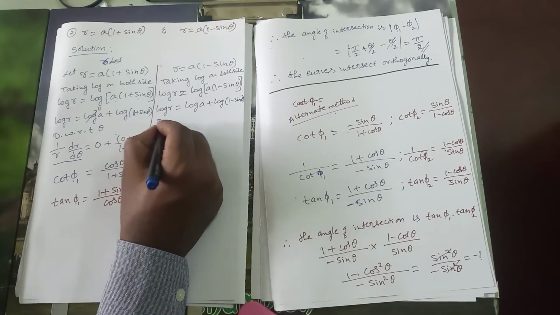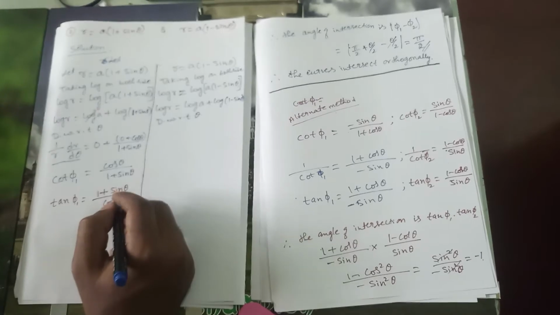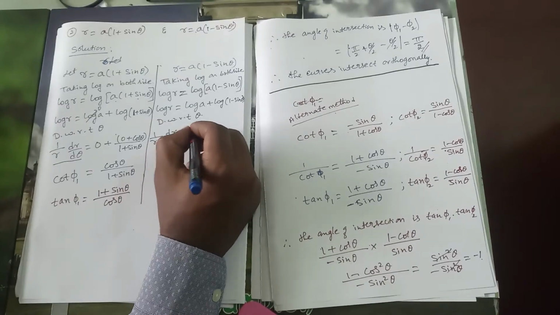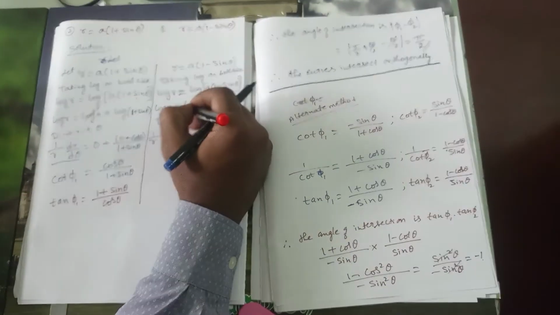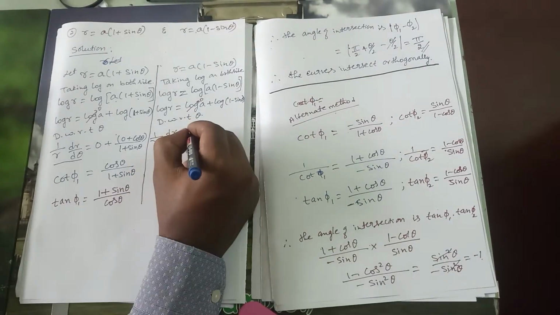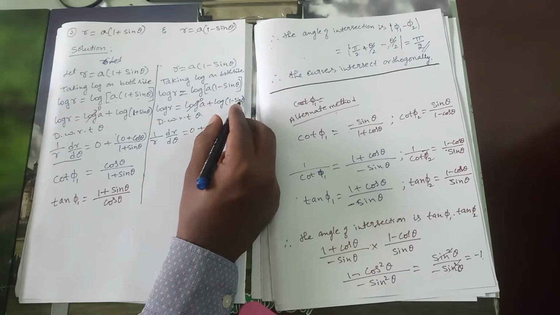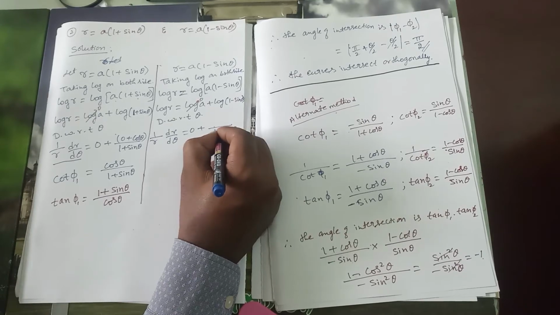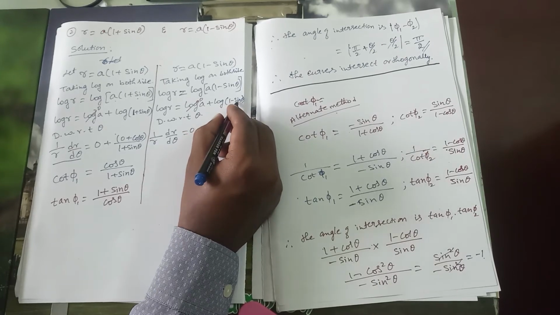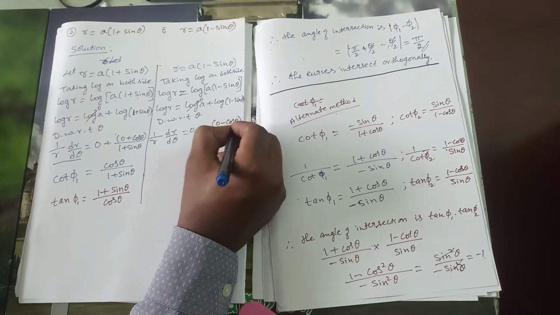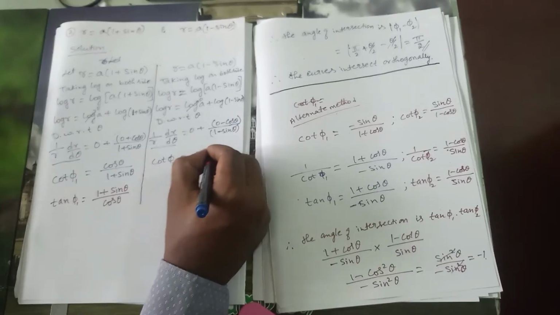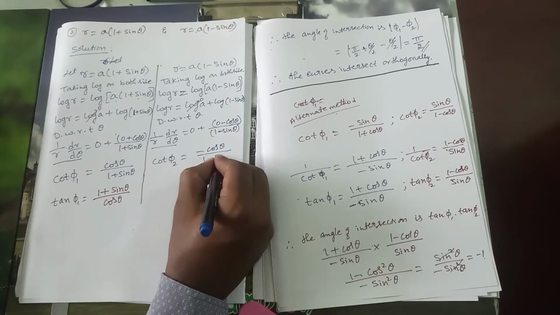Now differentiate with respect to theta. So what do you get here? 1 by r into dr by d theta equals, if you differentiate log a, it is constant, so it becomes 0, plus if you differentiate log of 1 minus sin theta, 1 over 1 minus sin theta you will get. Now if you differentiate this, 1 will get 0, minus, if you differentiate sin theta you will get cos theta. So this can be written as cot phi 2 equals minus cos theta divided by 1 minus sin theta.